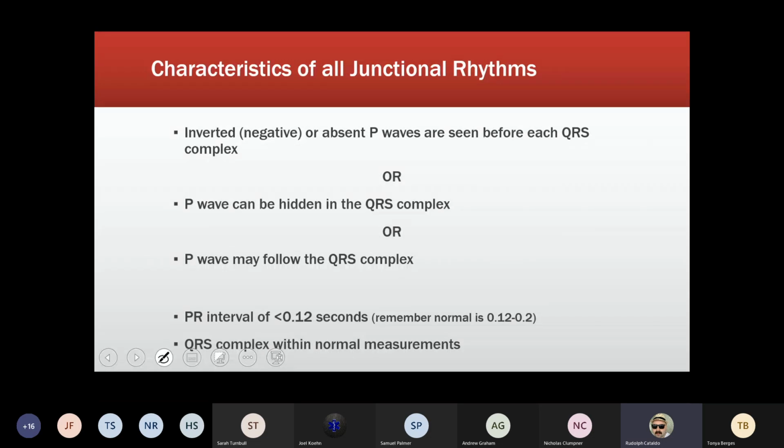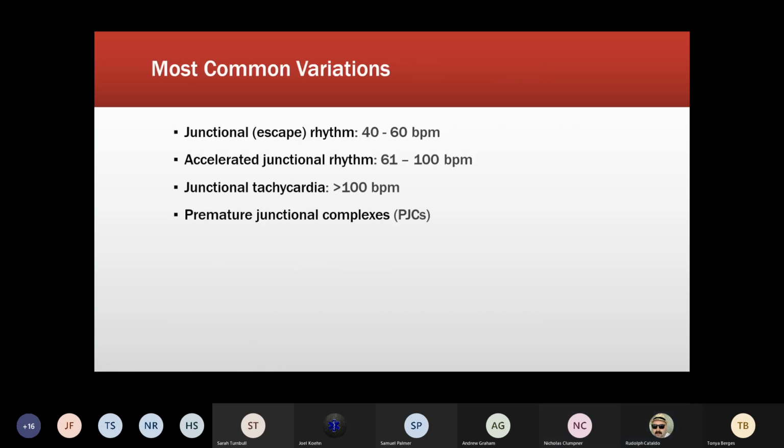So, with that being said, if it's coming from the AV node, what is our rate going to be, you think? Between what and what? Between 40 and 60, roughly. So a normal junctional rhythm is between 40 and 60. You can have accelerated junctional, which is anything above 60. You can break it down even further and call it junctional tach. For the sake of identifying rhythms, it's just a tachy junctional rhythm if it's above 60.